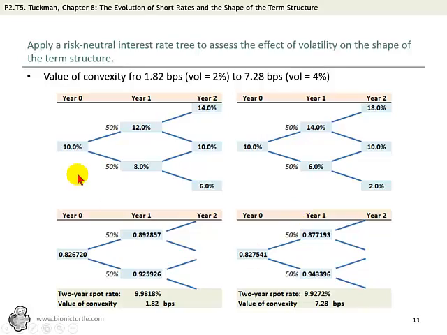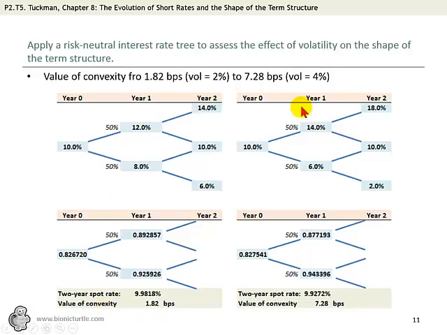Here on the left, we've got the 200 basis point volatility, and we see the difference between the expected 1-year rate of 10% and the 2-year spot rate is 1.82 basis points. See, that's just 10% minus this 2-year spot rate. And so Tuckman calls that the value of the convexity.